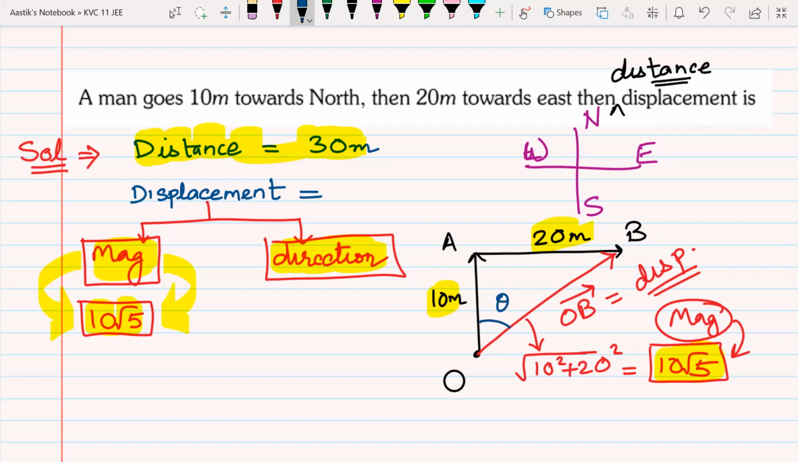And if you call this angle theta, remember your O to A is your north. Do you understand this? O to A is your north. Do you understand this?